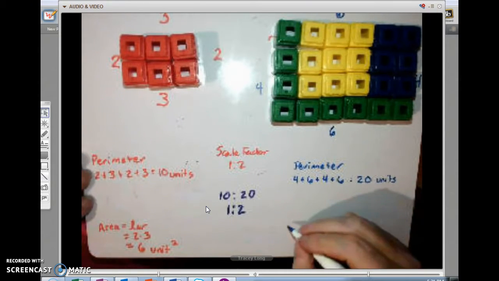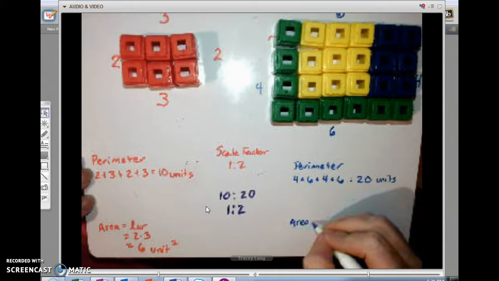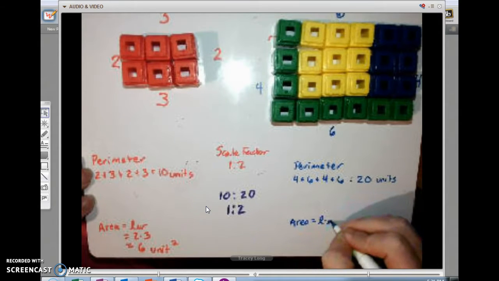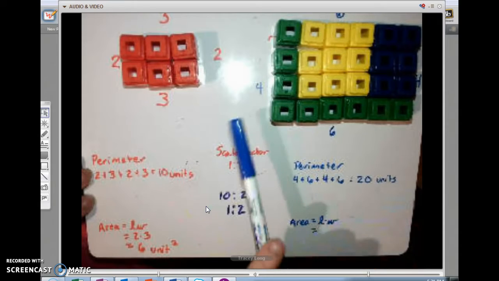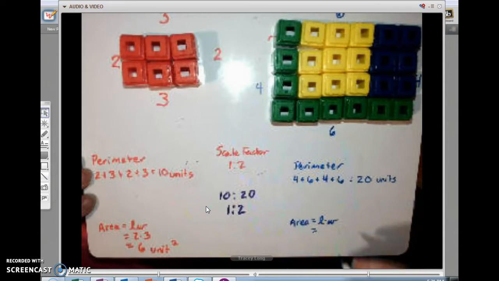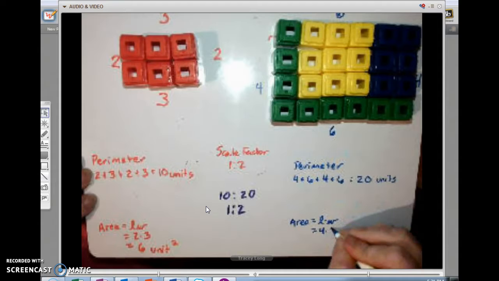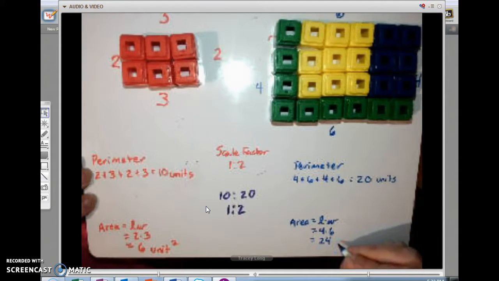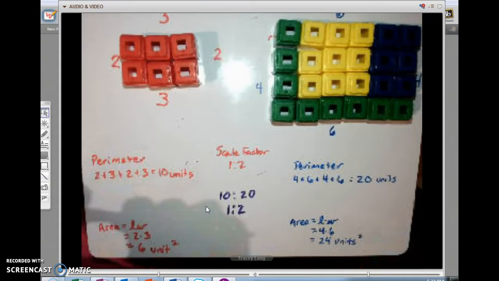So over here, I'm going to say that the area equals length times width again. Only this time, my length and width are 4 and 6. So that's going to give me 24 units squared. All right, I'm trying to keep an eye on my clock too. This kind of video only goes for 15 minutes, so I was keeping an eye on it there.